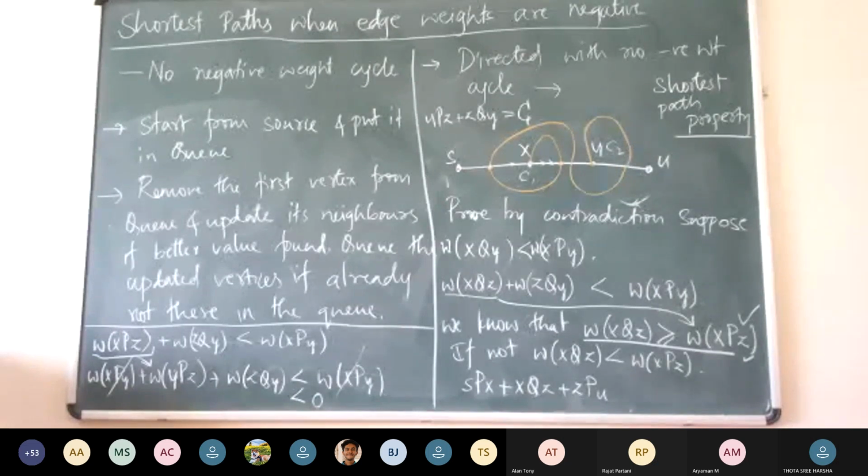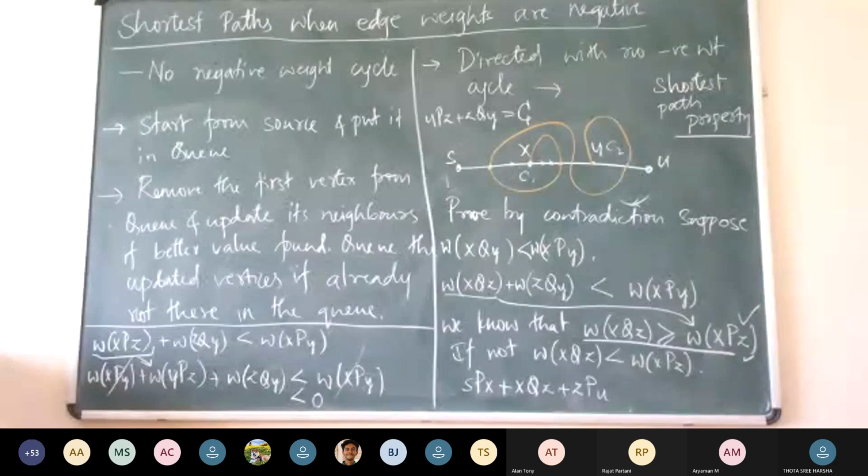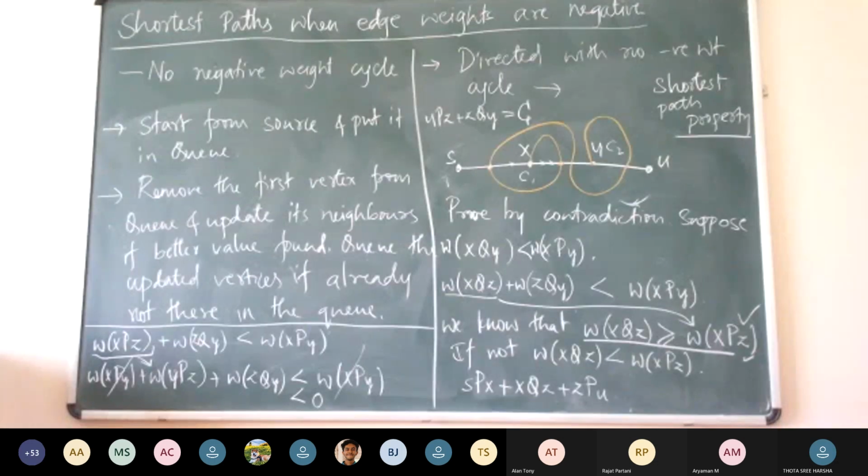Okay. So this shortest path property is something which is very nice, right? So yeah, just before we stop, when is your next class? 10:45 or 10:30? 10:30, sir. Oh, okay.